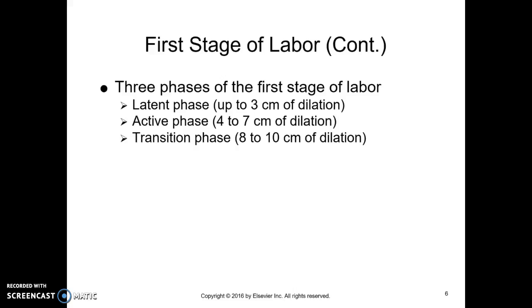So the first stage of labor is broken into three phases. Those three phases are the latent phase, up to 3 centimeters, the active phase, from 4 to 7 centimeters, and the transition phase, from 8 to 10 centimeters.